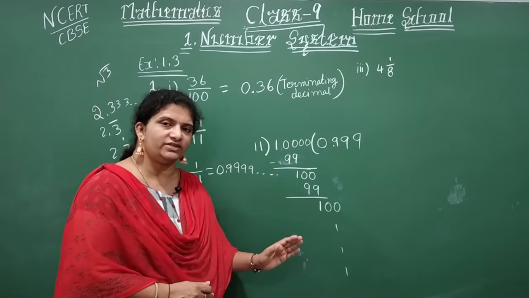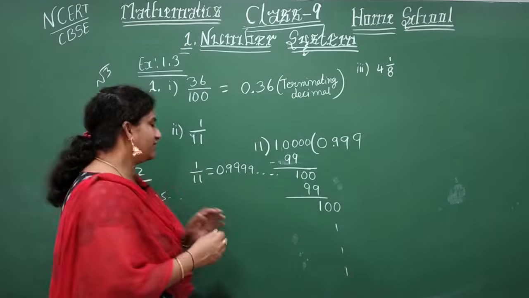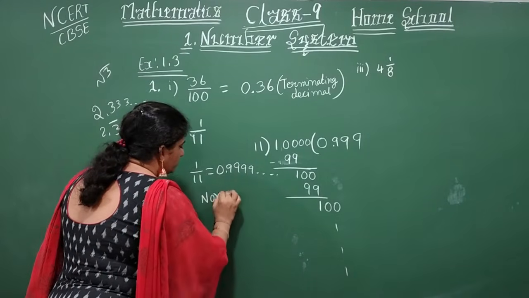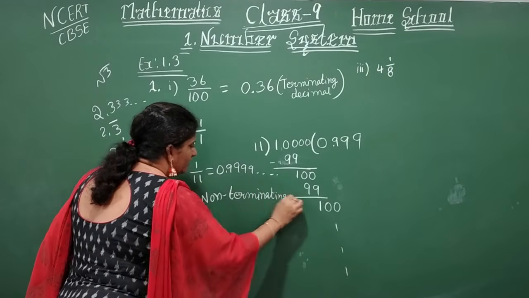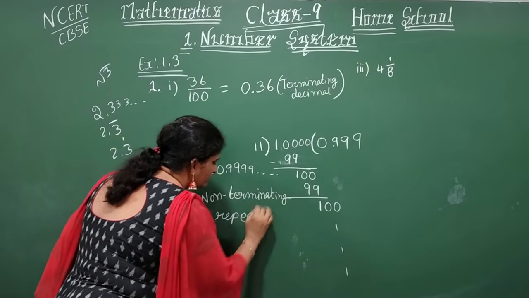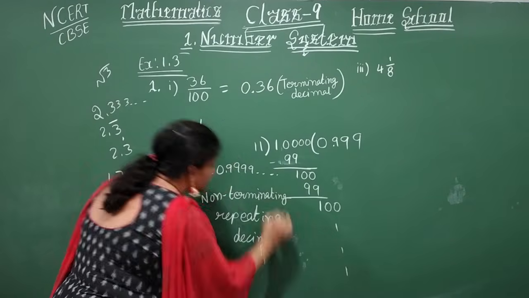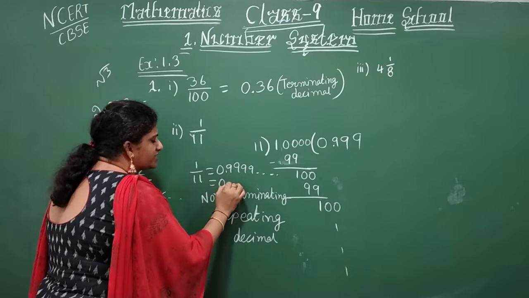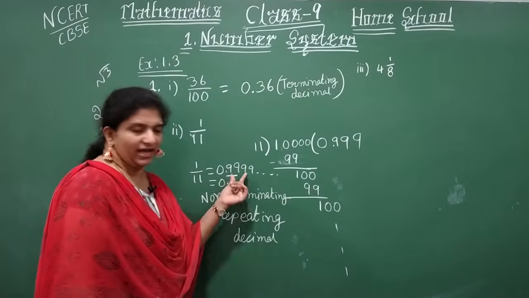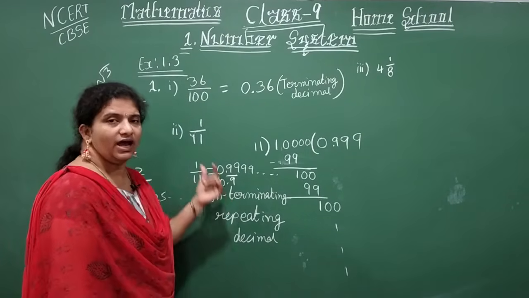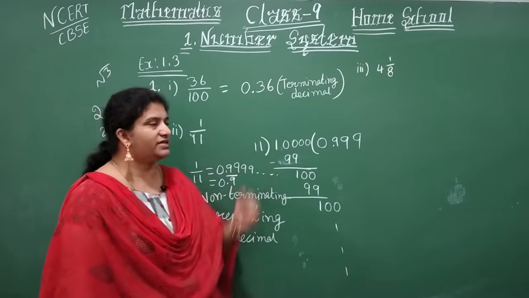So this type of division, we call a non-terminating division. And this type of decimal is called a non-terminating repeating decimal. Look here, children, how can you write this type of repeating? 0.9 bar, where 9 is repeating, right? This division and this decimal are called a non-terminating repeating decimal. Let's see the third one here.